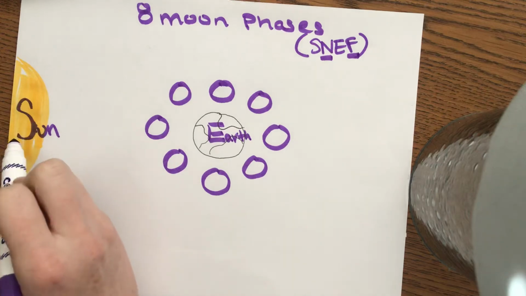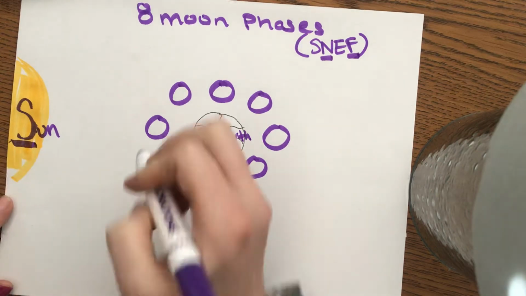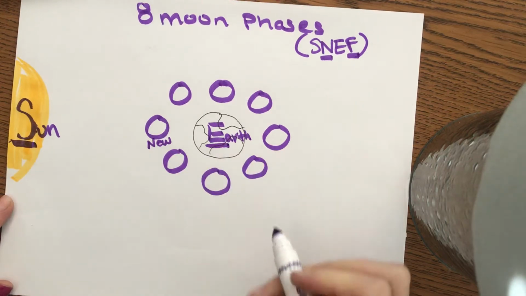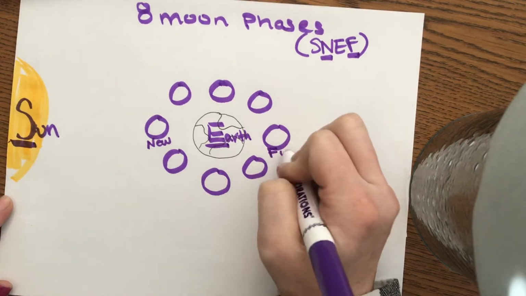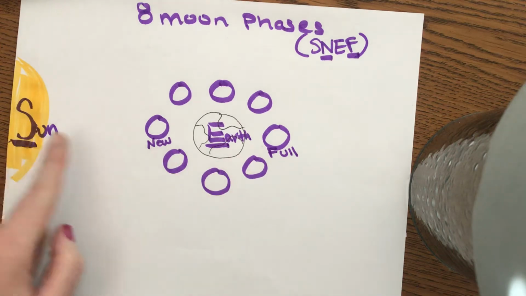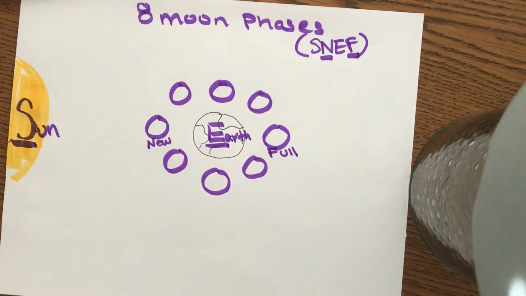So if we write the word snef, it would be S, N, remember for new, E for earth, and then F would mean full. If you can line up snef, S, N, E, F in a row, it makes labeling your moon phases way easier.